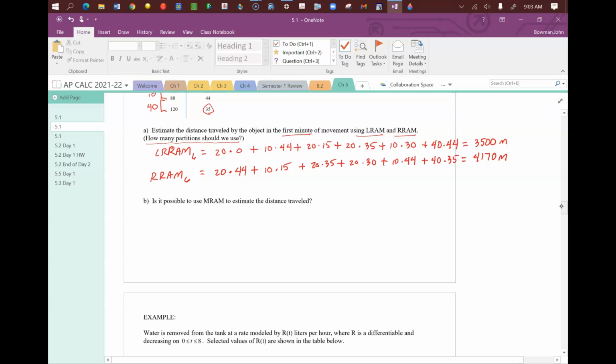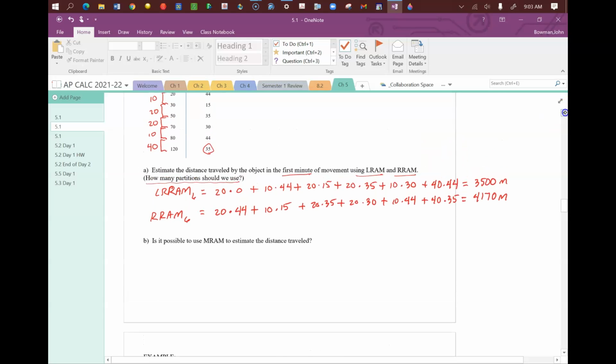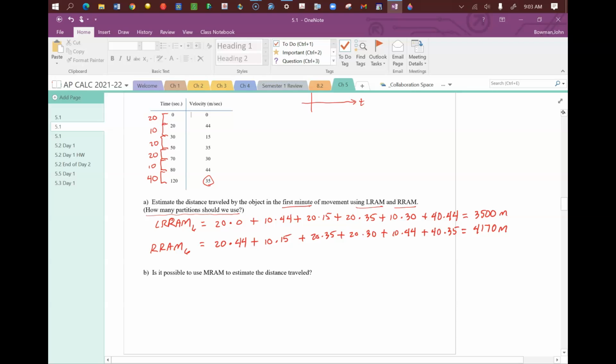Is it possible to use MRAM to estimate the distance traveled? Well, that kind of gets back to what I just said. You don't know what the velocity is at the midpoints of these intervals, so the answer to that question is no.